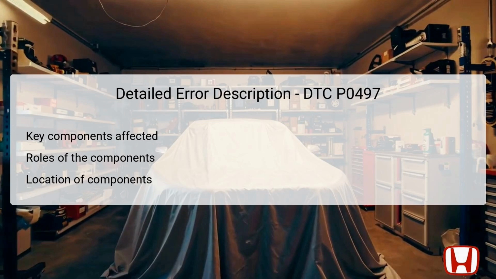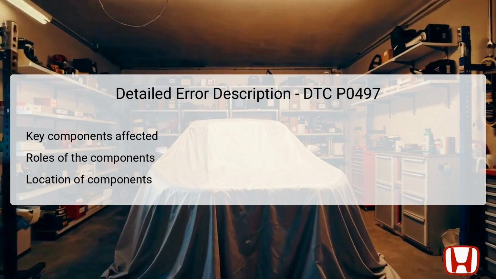The key components that the P0497 code affects include the EVAP canister, the EVAP canister purge valve, and the fuel tank pressure FTP sensor. The EVAP canister's primary function is to capture fuel vapors from the gas tank and store them until they can be purged into the engine for combustion, thereby reducing emissions. The purge valve, often referred to as the canister purge valve, regulates the flow of vapors from the EVAP canister into the intake manifold during engine operation.